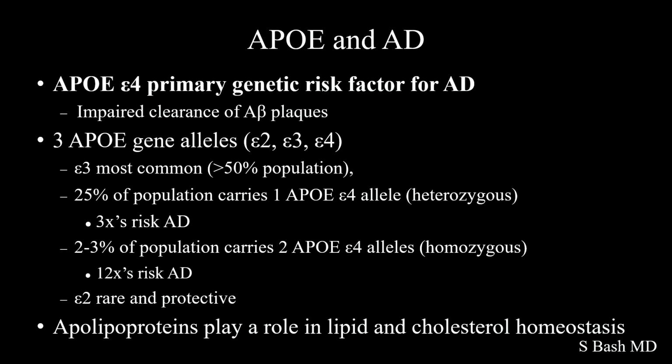There are actually 3 different alleles, 2, 3, and 4. E3 is the most common and seen in 50% of the population, but 25% of the population carries one ApoE4 allele, heterozygous, and that increases their risk for Alzheimer's disease 3-fold. And 2 to 3% of the population carries 2, which increases their risk of Alzheimer's disease 12-fold. Actually, ApoE2 is a rare allele, and that actually is protective against Alzheimer's disease.